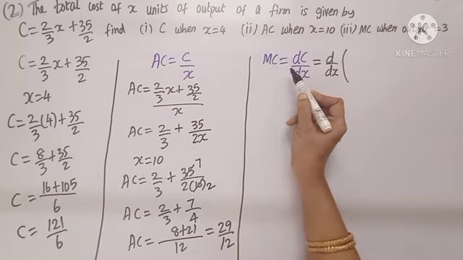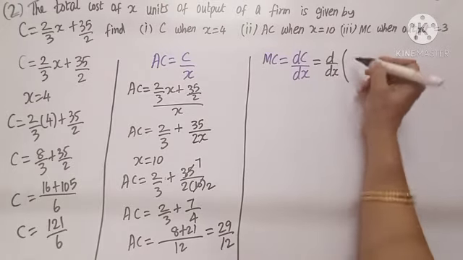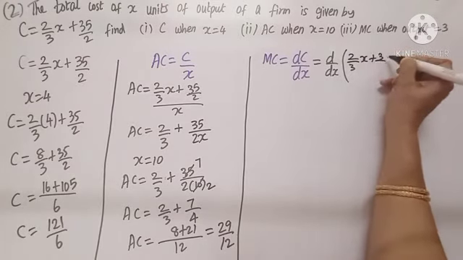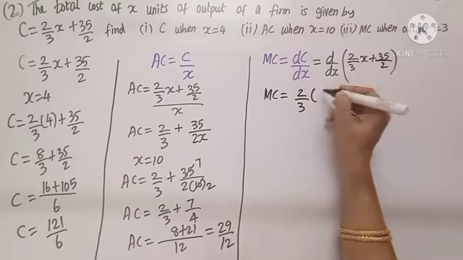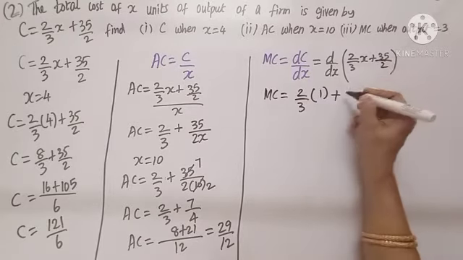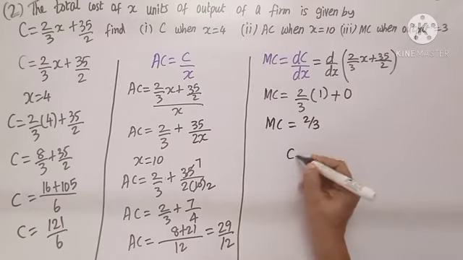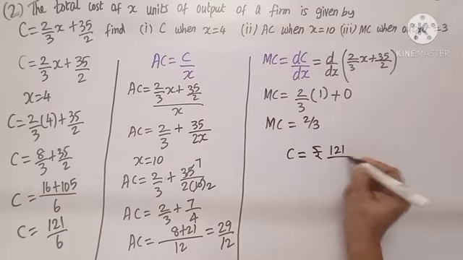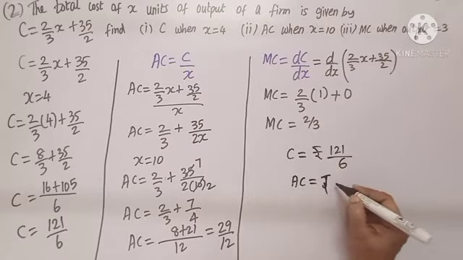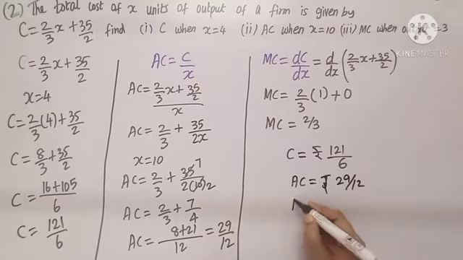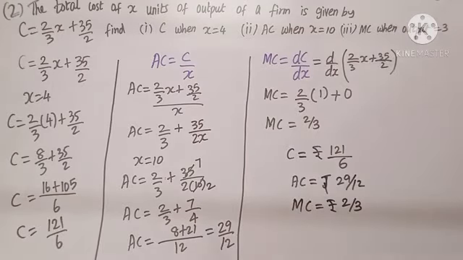Proceeding to marginal cost, it is differential of cost. So differentiate with respect to x, 2 by 3x plus 35 by 2. As I differentiate, 2 by 3 into x becomes 1, 35 by 2 is a constant, that becomes 0. MC equals 2 by 3. Let us take and write the answer. Cost is rupees 121 by 6. Average cost is rupees 29 by 12 and marginal cost is rupees 2 by 3, and that is the answer.